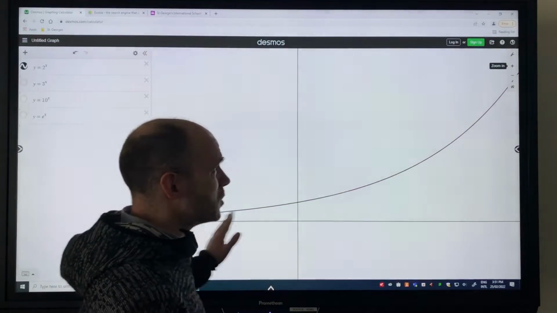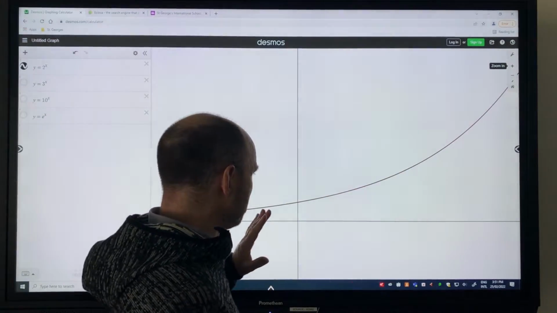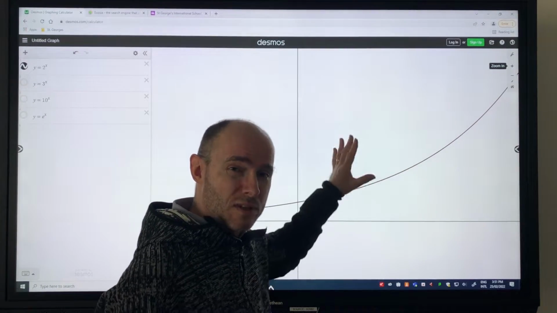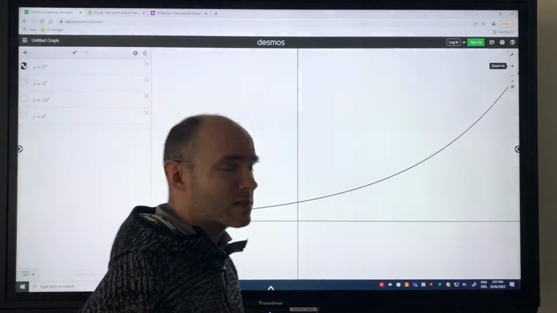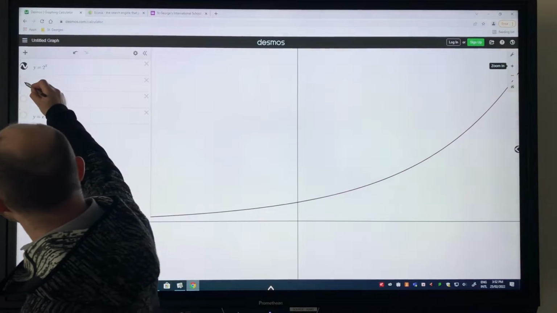So this is the graph of 2 to the x. What I've done is I've just plotted it so that these are accurate, but I've just taken off the scales and the labels and the grid. So this is the graph of 2 to the x. What do you think happens to the next one? 3 to the power of x.